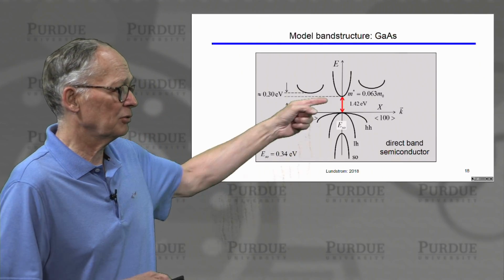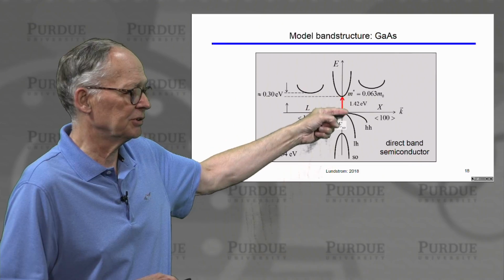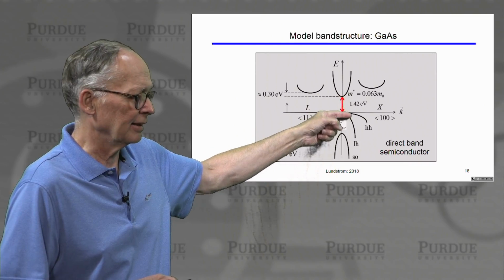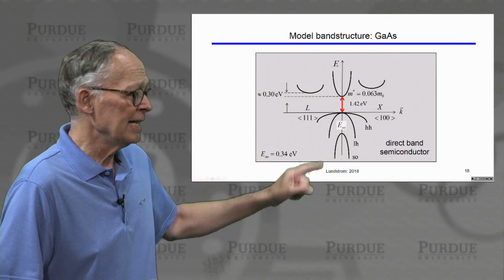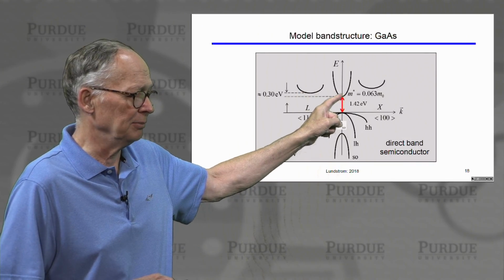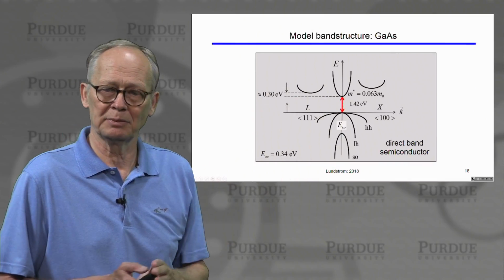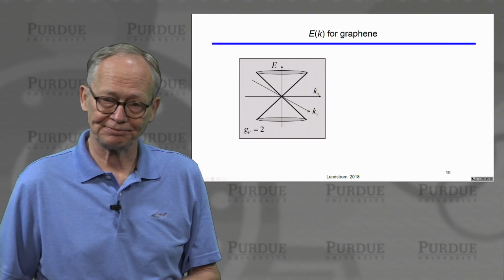The simplest description of gallium arsenide would be a parabolic band at K equals 0 and a parabolic band that accounts for these valence bands at K equals 0. Gallium arsenide is a direct gap semiconductor because the minima of the conduction band and the maximum of the valence band occur both at K equals 0.